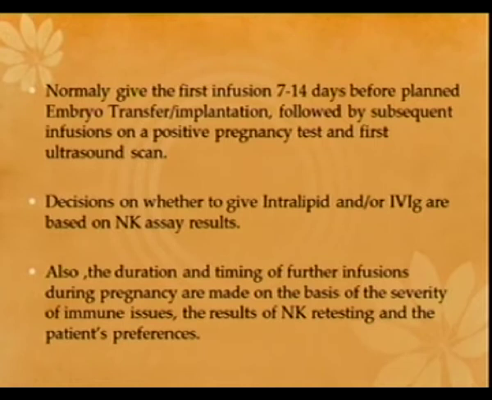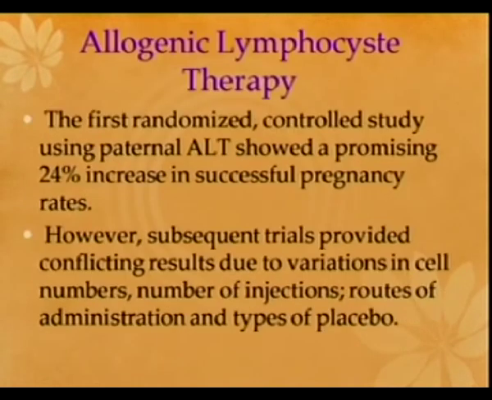Normally, the first infusion is given 7 to 14 days before the planned embryo transfer, followed by subsequent infusions on a positive pregnancy test and a first ultrasound scan. The decision on whether to give intralipids or IVIGs is based on the natural killer assay results.